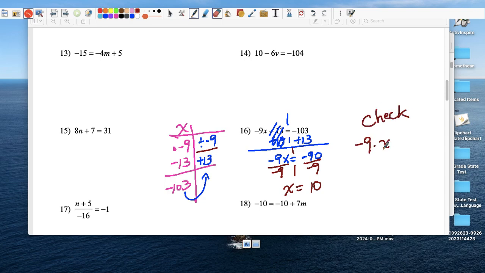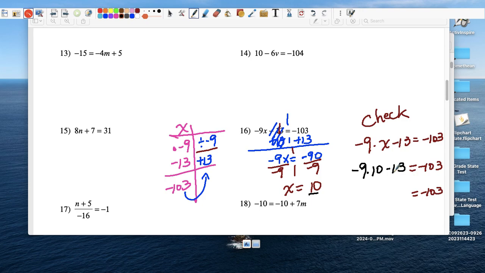-9 times x minus, I can't see the number, minus 13 equals -103. So how do we do this? Let me just write -103 a couple of times because we don't need to do anything there. We're going to take the x, and wherever we see the x, I'm going to replace it with 10, right? So -9 times 10 minus 13.